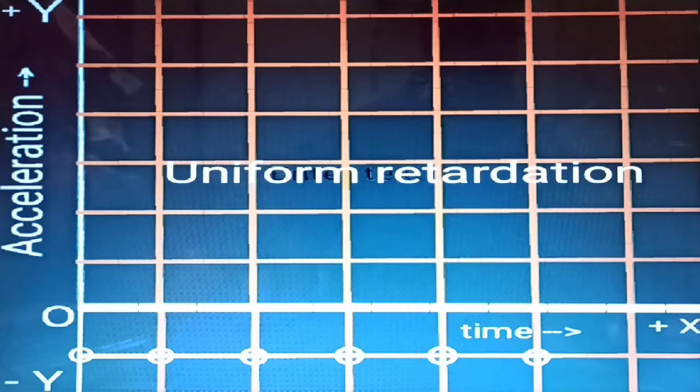In case the body has velocity which is changing in an irregular manner, the acceleration will be variable. That means the acceleration time graph will not be a straight line.